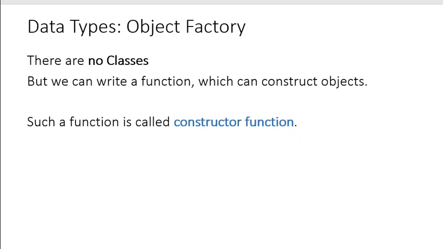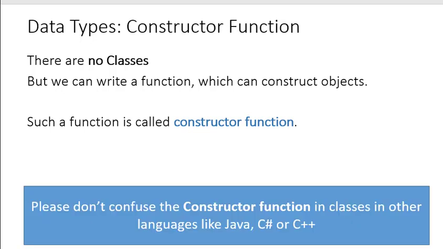There are no classes in JavaScript. So instantiating similar objects from a class is not possible, but we can write a function which can construct objects. Such a function is called constructor function in JavaScript. It is a popular pattern among the JavaScript community. Don't confuse it with the constructor method of classes in other languages. It is just an ordinary function which accepts a number of parameters and creates an object.